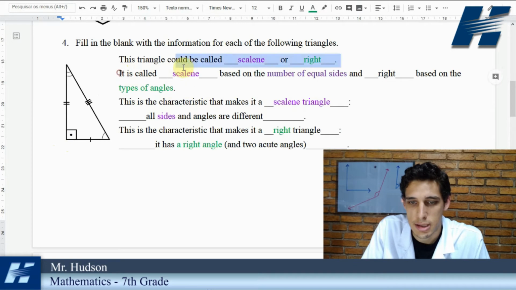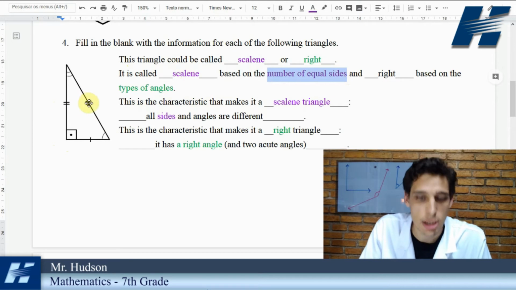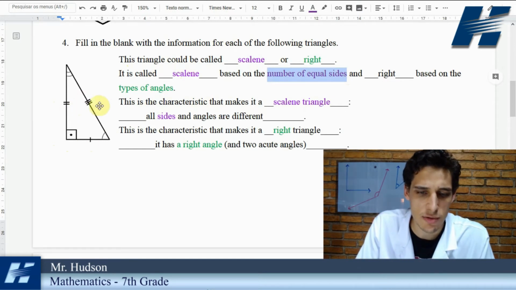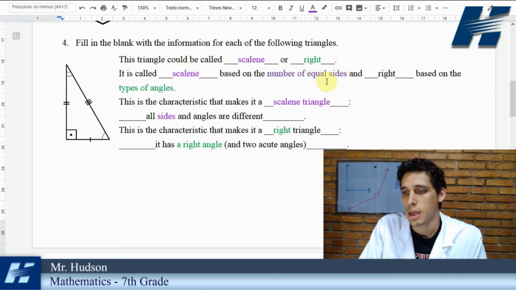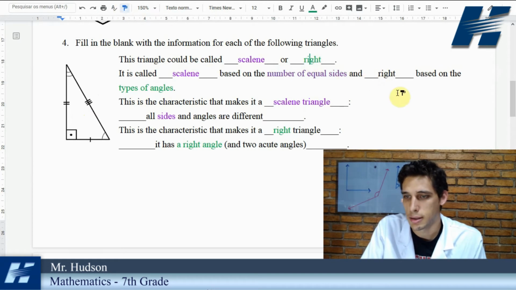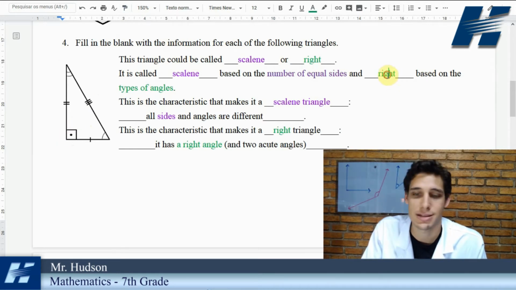It is called scalene based on the number of equal sides. So why is it scalene? Because when I take a look at how many equal sides, there's none, 0. So it's a scalene. And it's called right based on the types of angles. So when I look here and I find a right angle, it has a right angle. So it's called a right triangle.